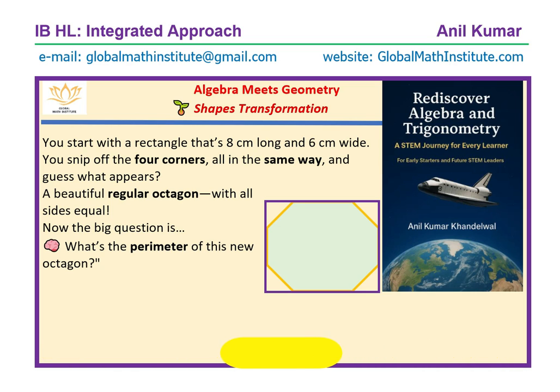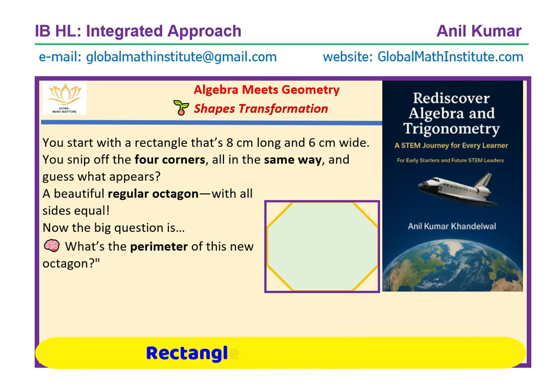Today's challenge: turn a rectangle into a regular octagon and crack the secret behind its perimeter using geometry and algebra. Here is what we start with: a rectangle that is 8 centimeters long and 6 centimeters wide. So this length here is 8 centimeters and the width is 6 centimeters.